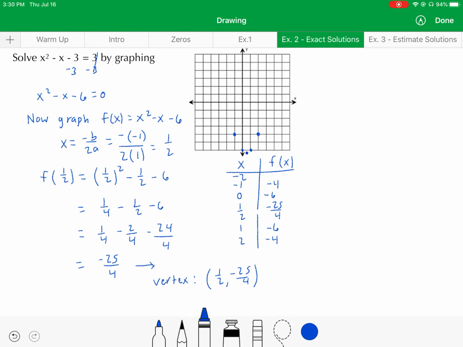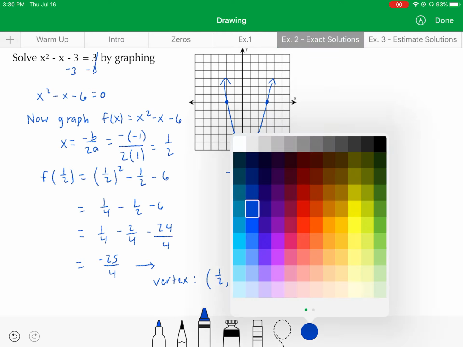I'll also add in an x value of positive 3. And both of those, when you evaluate the function, they should yield 0. Okay, and that is exactly what I'm looking for. I'm looking for when this parabola crosses the x-axis.